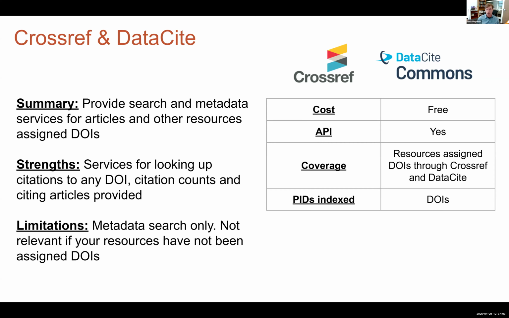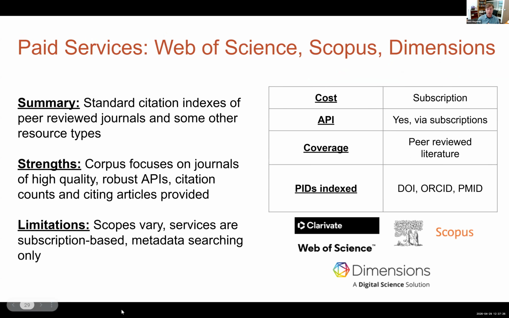They both have citation services where you can query them through either the interface or APIs and get information back about who's been citing a DOI, citation count, citing articles provided. These are metadata-only searches. And again, these are focused on DOI. So if you don't have DOIs, this may not be that useful to you at this point. So for the sake of time, we'll go on to the next slide.